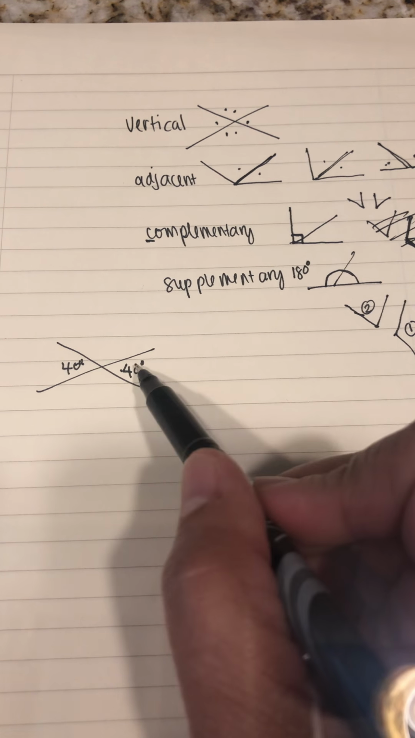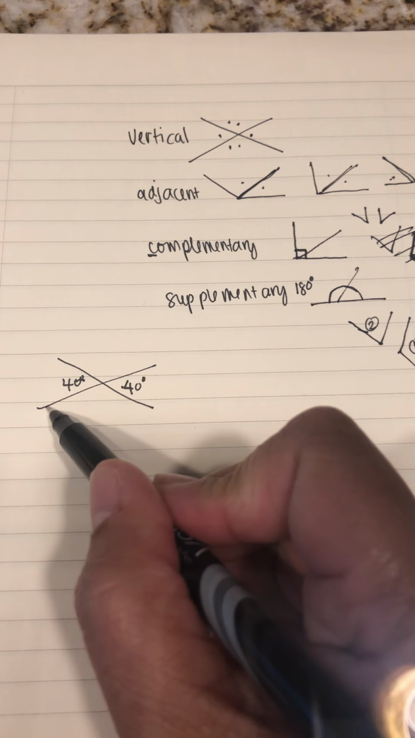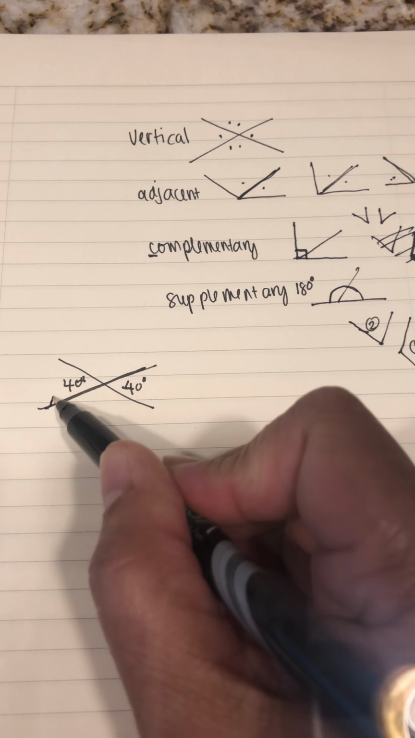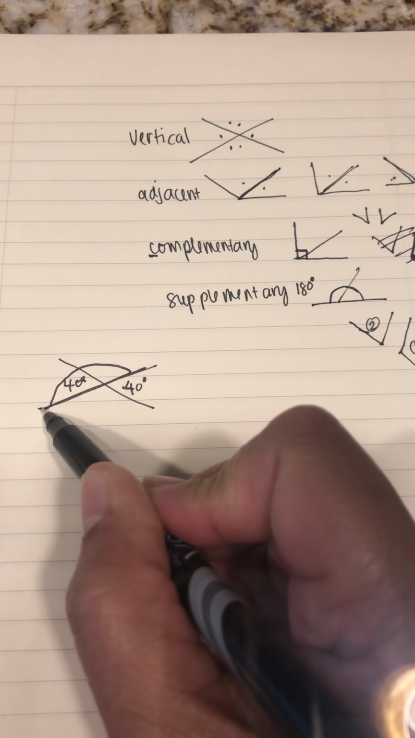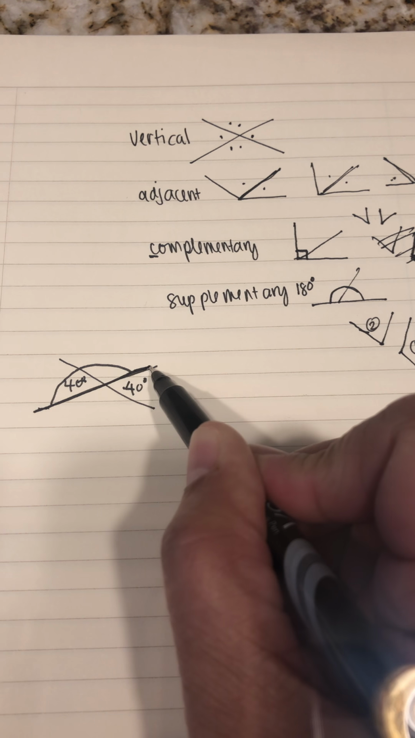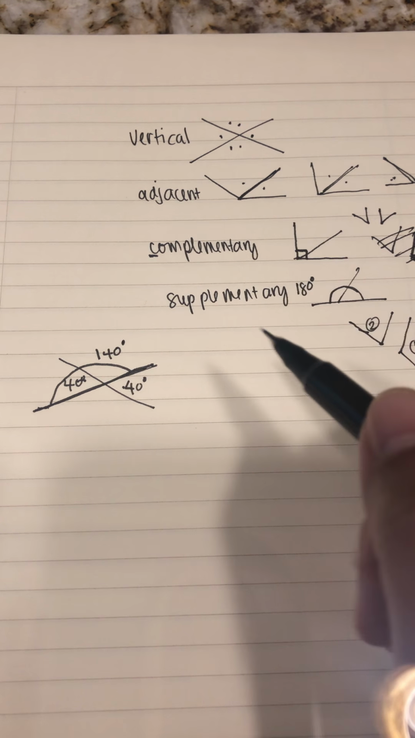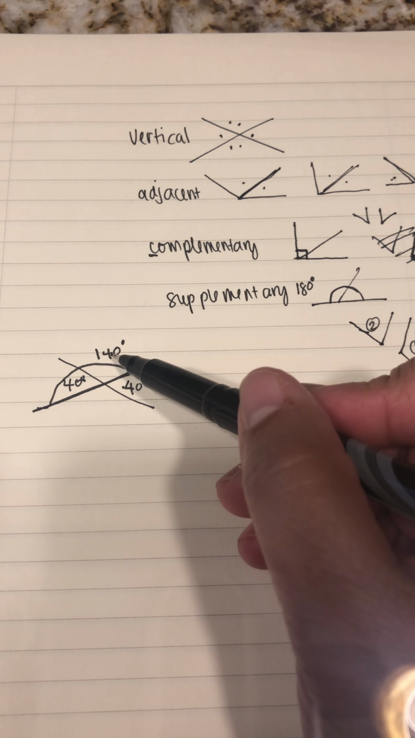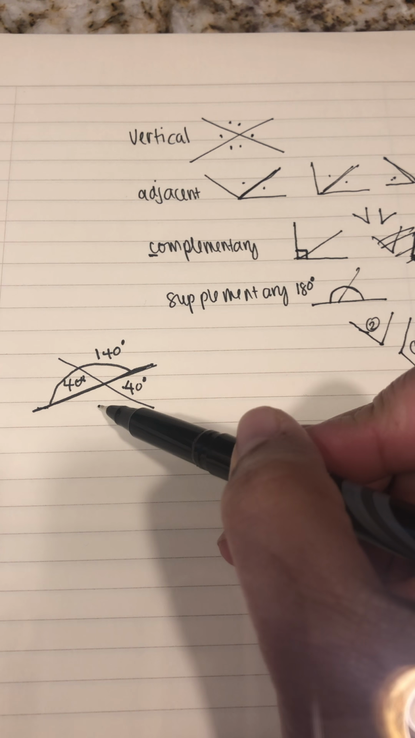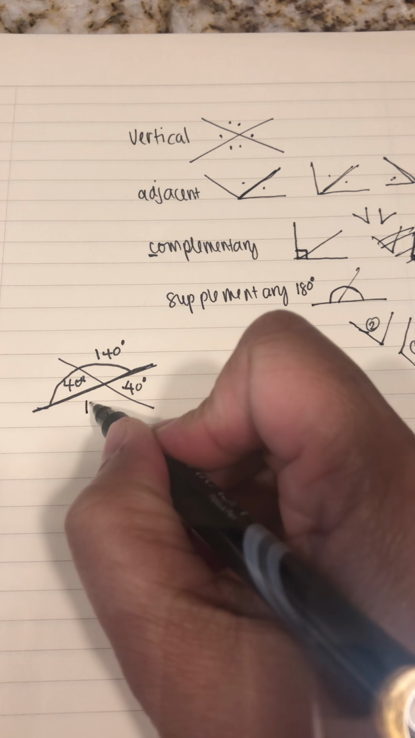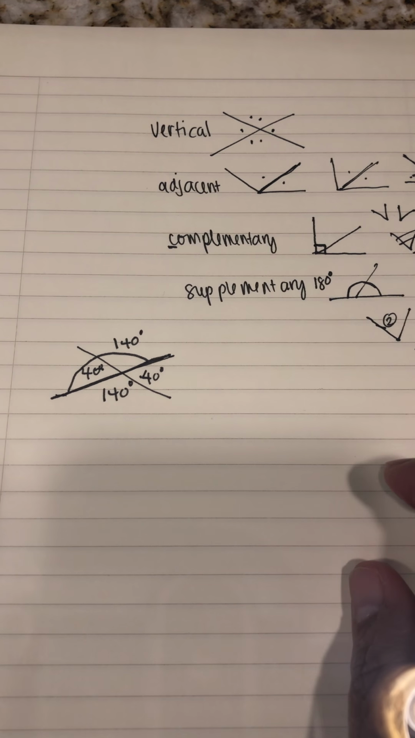So now if this is 40 degrees, remember these 2 angles right here, they form a straight line. So they should add up to 180 degrees. So if this is 40, that makes this right here 140 degrees. And look which one is adjacent to this. It's adjacent to this angle right here. So that makes this 140 degrees as well.